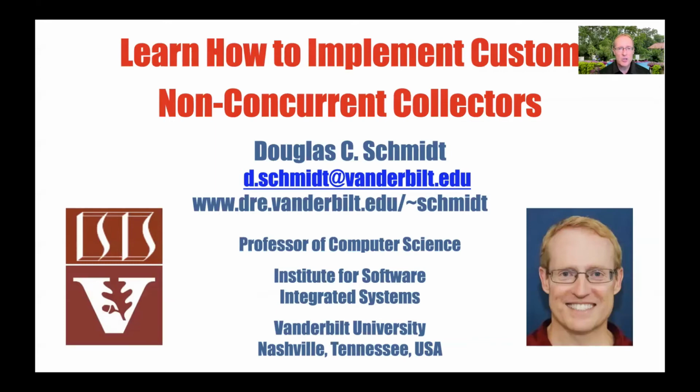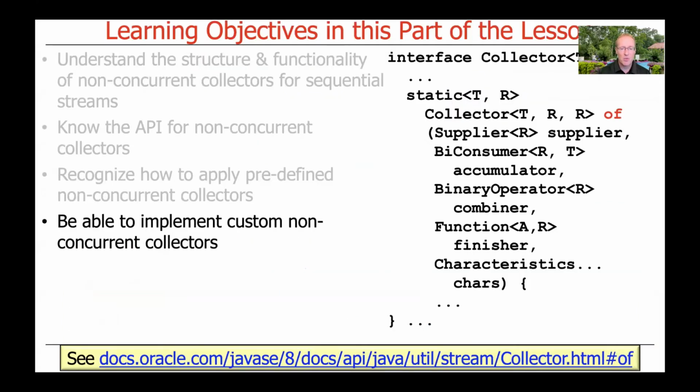So the last piece of the puzzle here is to show how to implement custom non-concurrent collectors. And it may come as no surprise that we're going to show the use of the factory method on collector in order to implement our custom non-concurrent collector. So hopefully this will bring it all together full circle, and you'll see the richness of these interfaces and how they work under the hood.